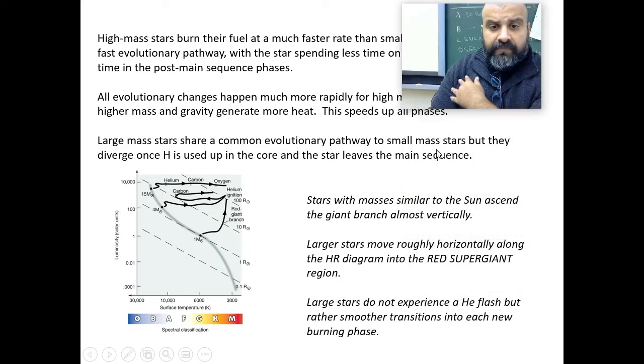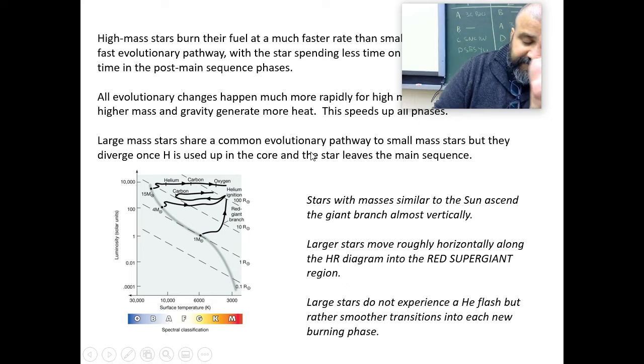Move me up here. Stars with masses similar to the sun ascend to the giant branch almost vertically. There's a little bit of a whoop, right? They go almost vertically. Larger stars move roughly horizontally along the HR diagram into the red supergiant phase. Okay? So we see helium ignition, and then they start moving this way, then back. So actually, let me simplify this.